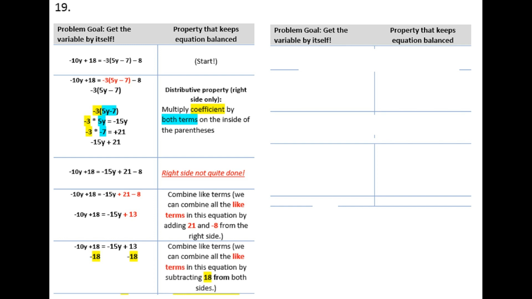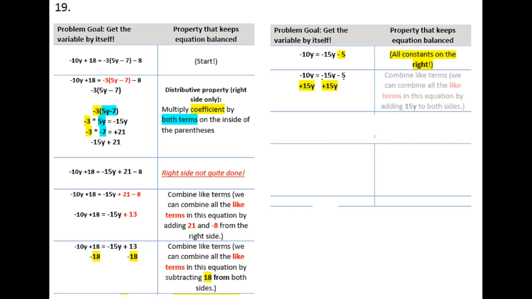So first thing we're going to do is subtract 18 from both sides. And that's going to cancel out the positive 18 on our left. And we're going to go 13 minus 18 on our right. So negative 10 times y equals negative 15y minus 5. Our constants are on the right. Let's add 15y to both sides, and that'll put all our variable terms on the left.